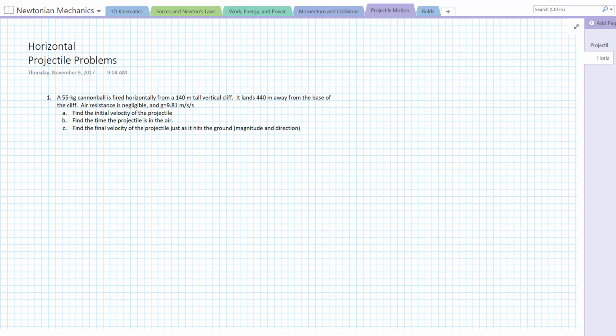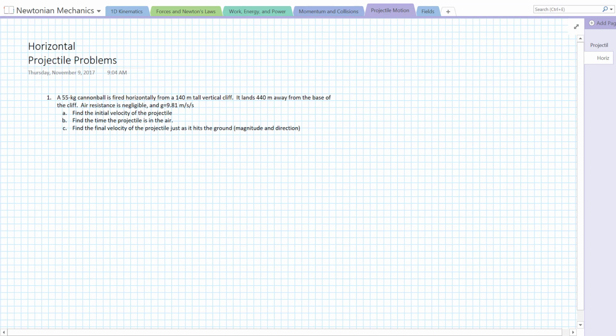This is a projectile motion problem. Parts A and B do not require any trig or vector addition. Part C does, so I'm going to solve parts A and B first, and then we'll solve part C. Solving for part C won't always be necessary for all problems, but we're going to do it for this one.